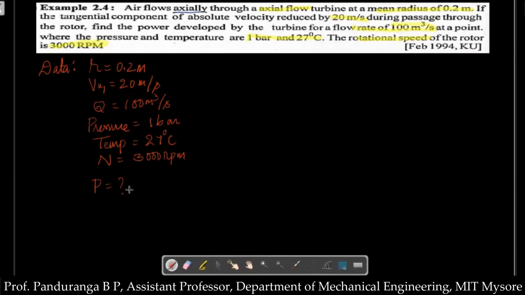Please analyze the problem and try to see how to solve this. If you look at this statement here, the tangential component of absolute velocity reduced by 20 meter per second, which means that as the air passes through the turbine, there is a change in the tangential component of absolute velocity, and that change is 20 meter per second. So here it's not VU1, it is delta VU, that is VU1 plus or minus VU2, that will be equal to 20 meter per second.